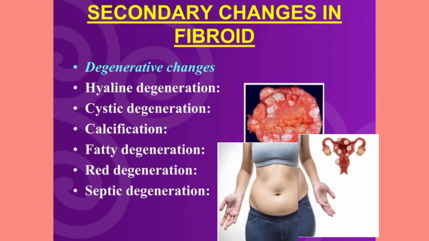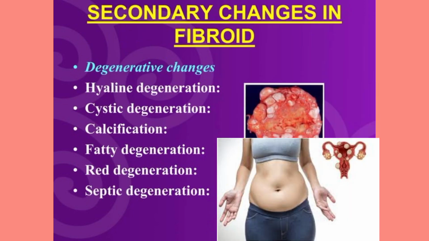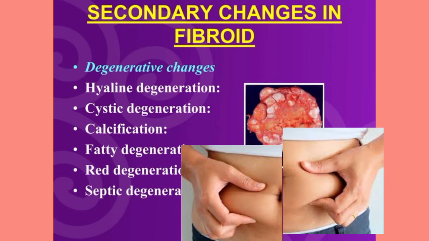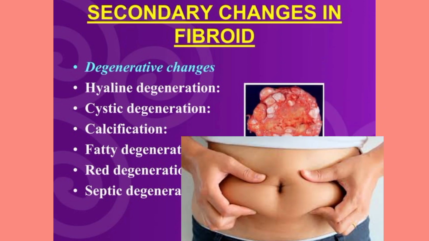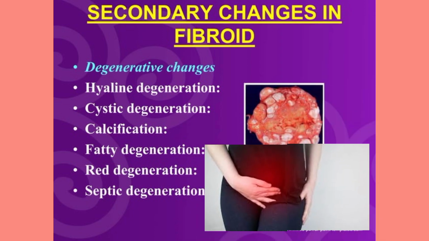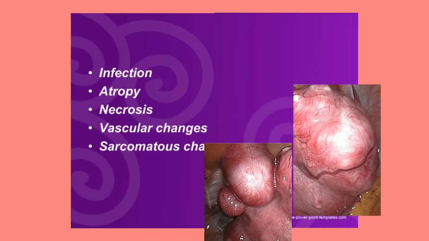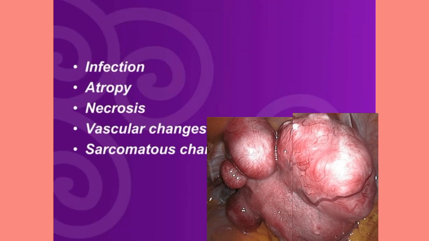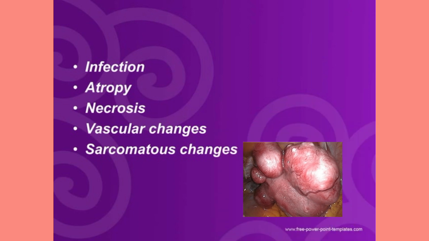The secondary changes that a uterine fibroid patient may experience are degenerative changes like hyaline degeneration, cystic degeneration, calcification, fatty degeneration, red degeneration, and septic degeneration. Other changes may occur, such as infection, atrophy, necrosis, vascular changes, and sarcomatous changes.